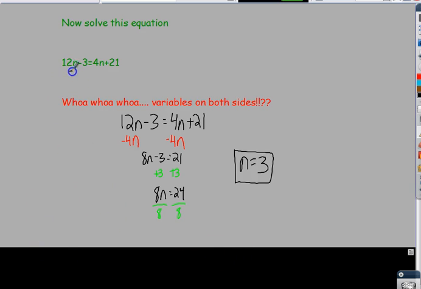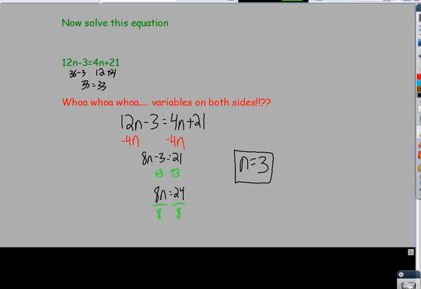It means 12 times 3 is 36, minus 3, 33. Put in a 3 here, 4 times 3, 12, 12 plus 21. Alright, that works. Whenever you do this, you should be able to put what you get back into the problem and solve.